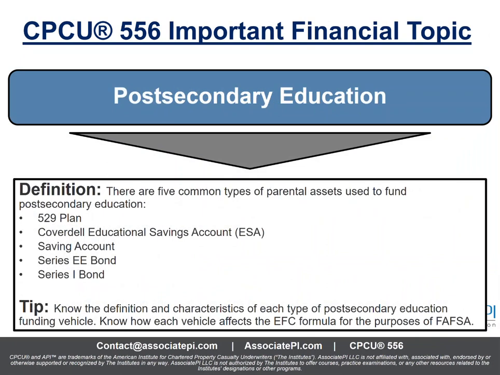And lastly, number 4 in our list of important financial topics is post-secondary education. So this is saving for essentially paying college tuition, room and board, and college expenses. So, such as there's 5 types of common parental assets used to fund post-secondary education. So you have to know what the 529 plan is, the ESA plan, savings account, Series EE bond, and Series I bond. You have to know all of these.